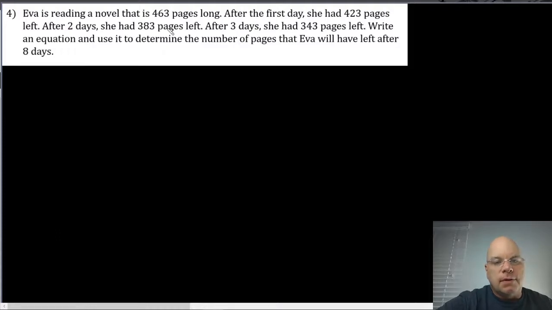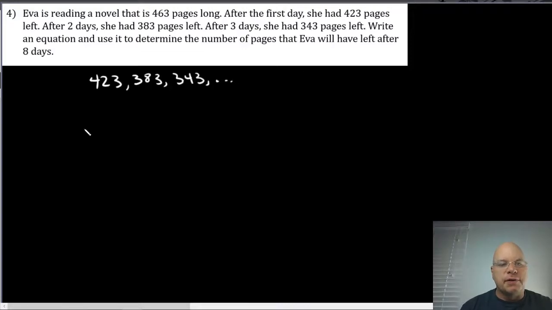And you can sort of see the sequence. After the first day, 423. So n equals 1, we have 423. N equals 2, we have 383. I'm just going to write the sequence below, but then we'll also make a table. We'll continue like this until there were no pages left.